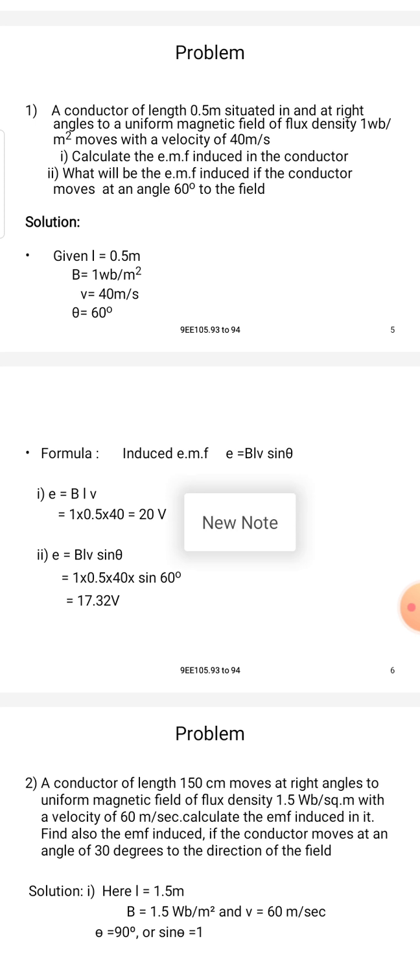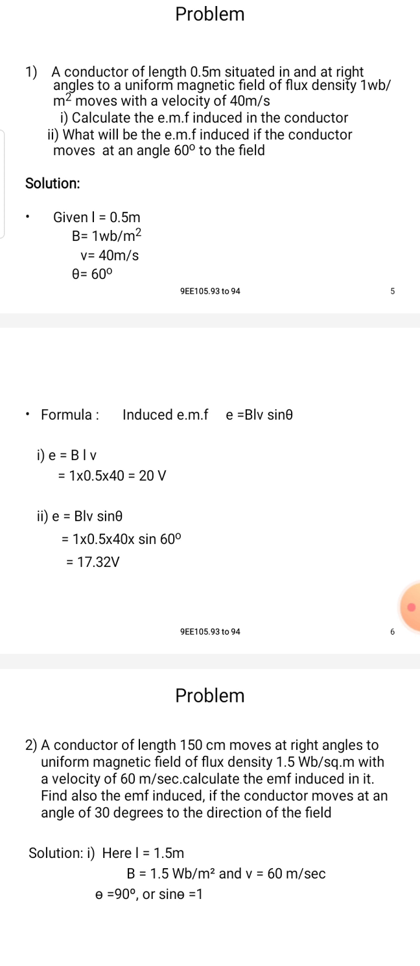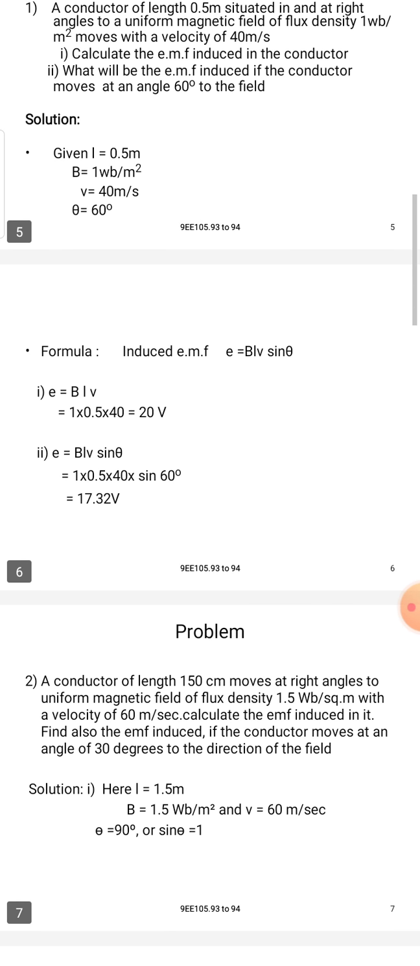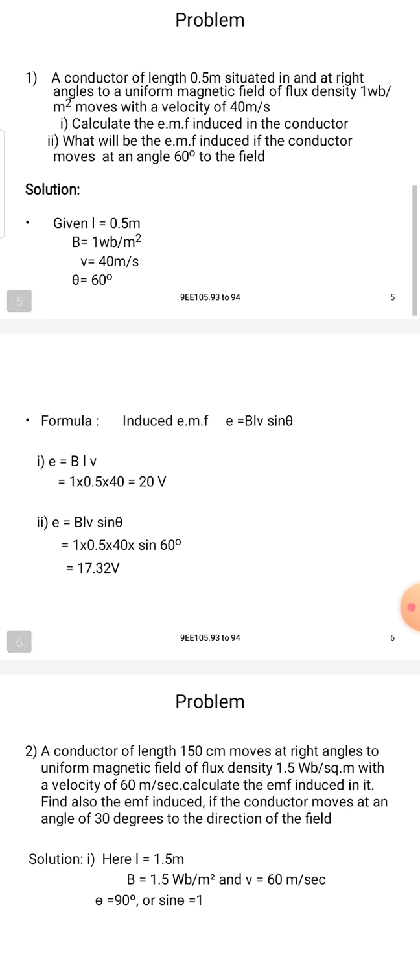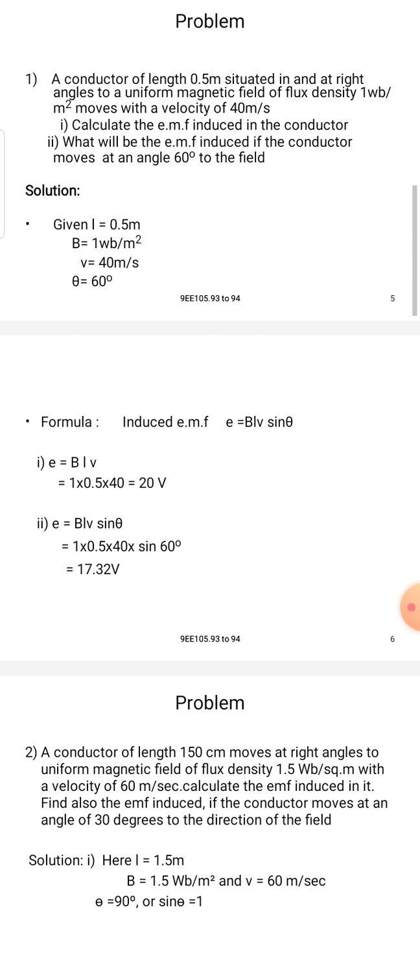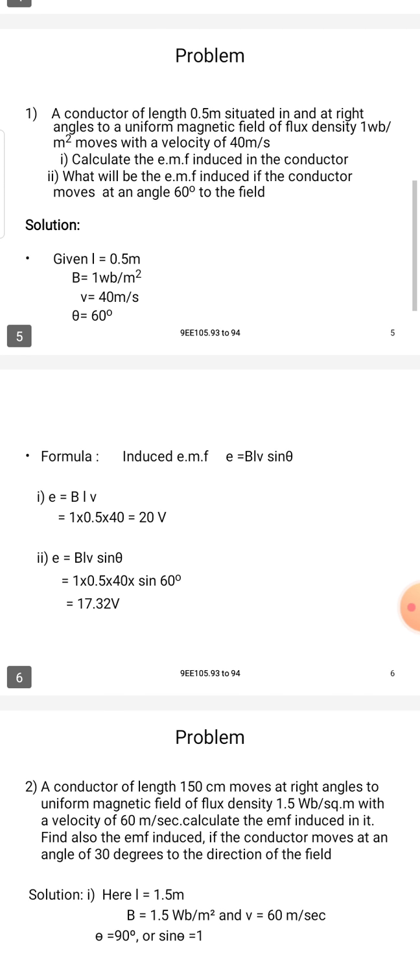You find the induced EMF in the conductor, and you find the induced EMF at an angle of 60 degrees. Two different conditions, you find the induced EMF. The formula for the dynamically induced EMF is E is equal to B L V sin theta.